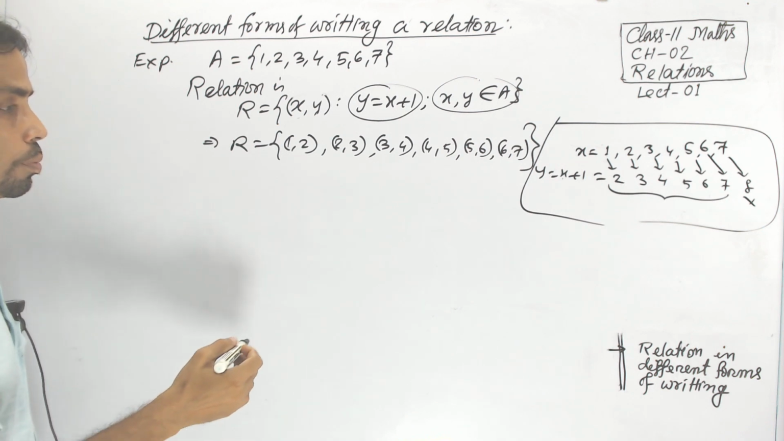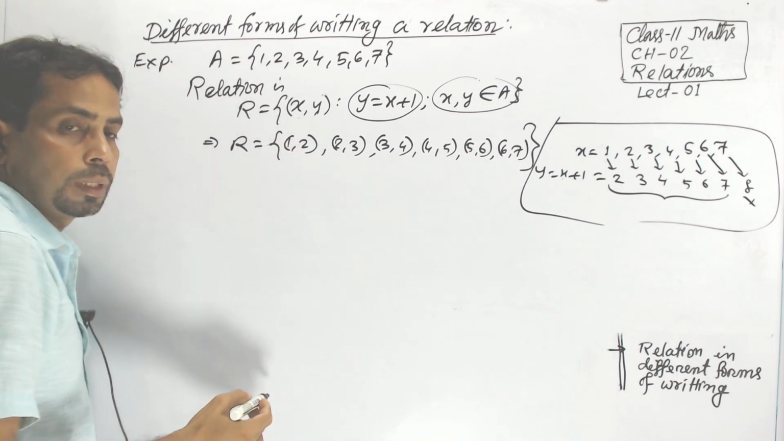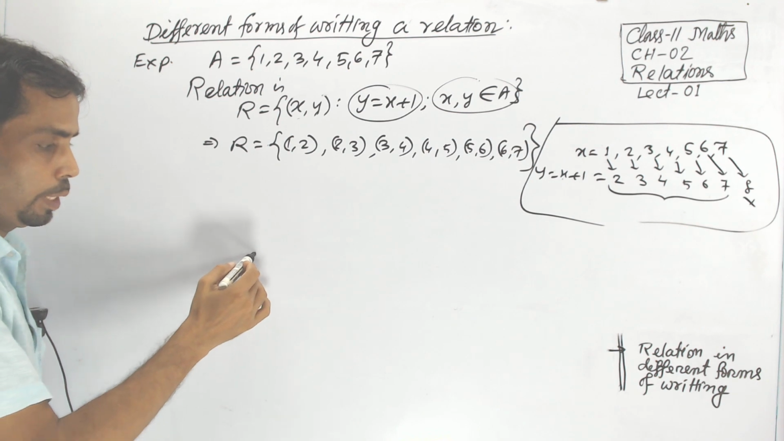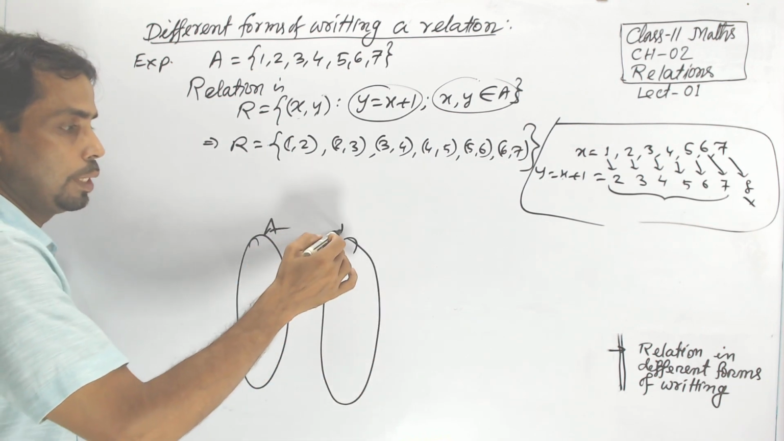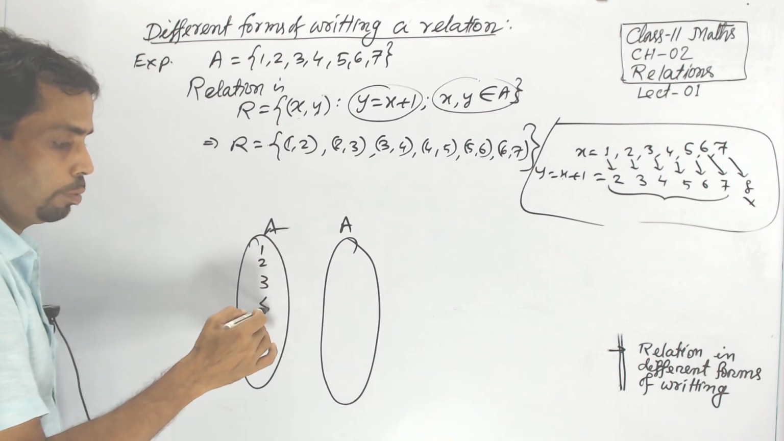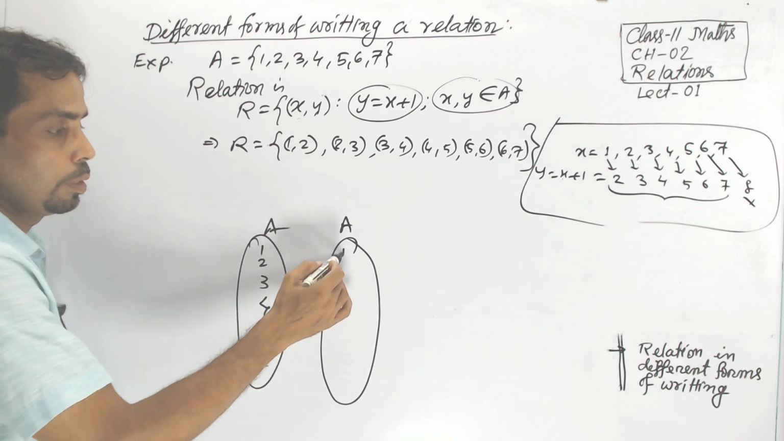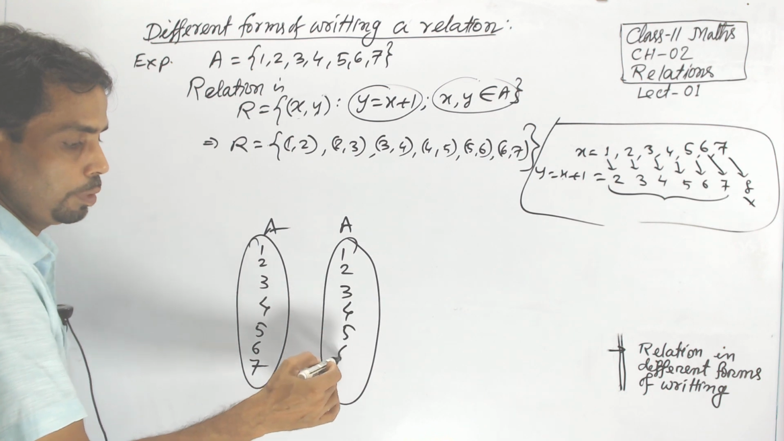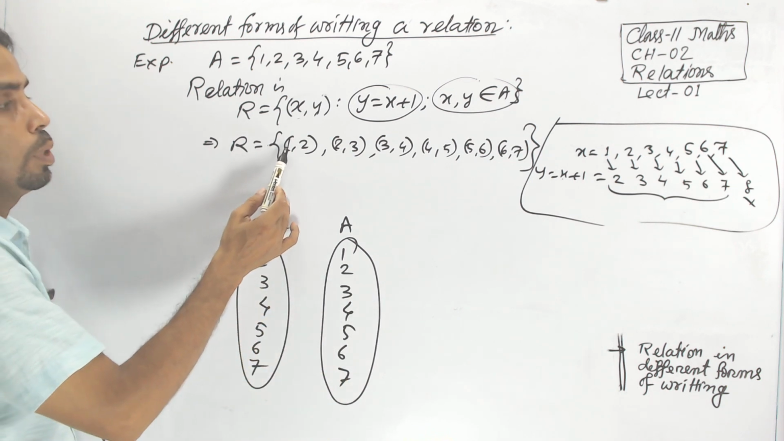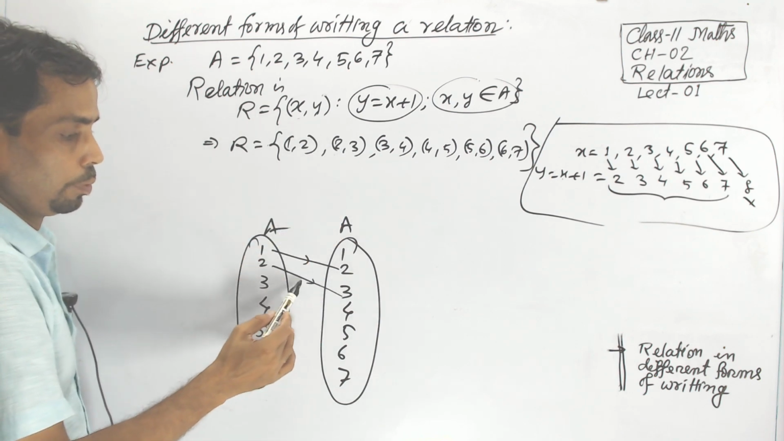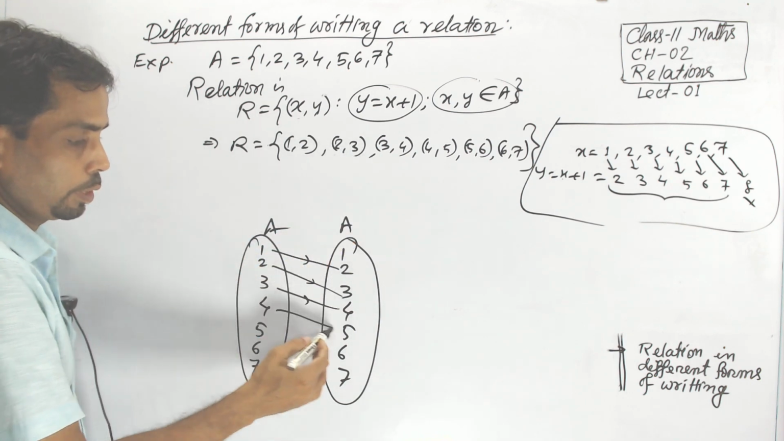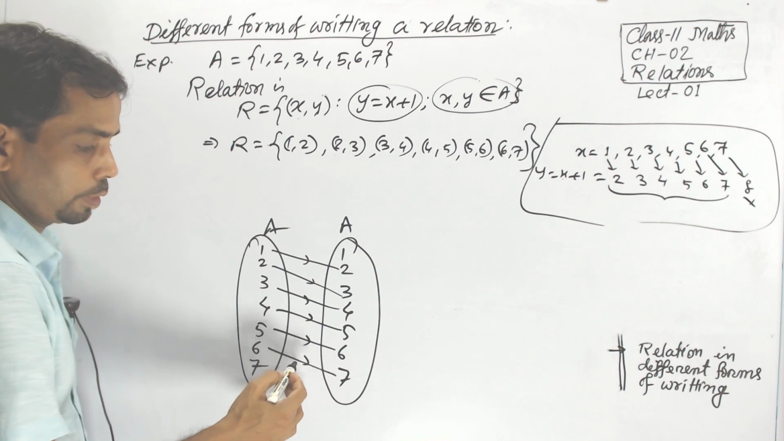Now I can explain this with an arrow diagram, which is also called a Venn diagram. It is like this. Set A, the relation is from set A to A itself. 1, 2, 3, 4, 5, 6, 7. 1, 2, 3, 4, 5, 6, 7. Now here we can see 1 is related to 2, 2 related to 3, 3 related to 4, 4 related to 5, 5 related to 6, 6 related to 7.